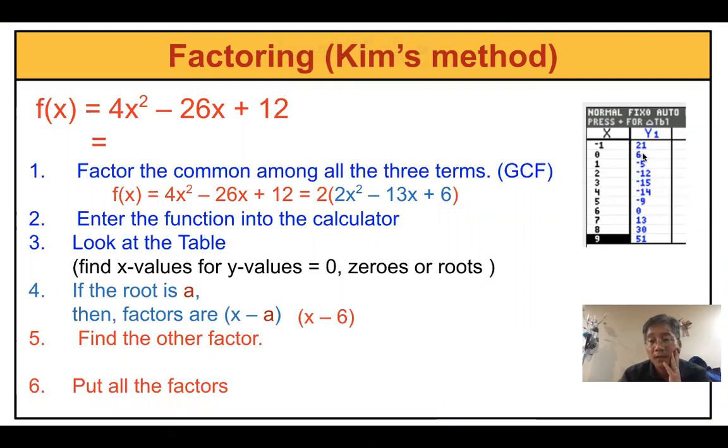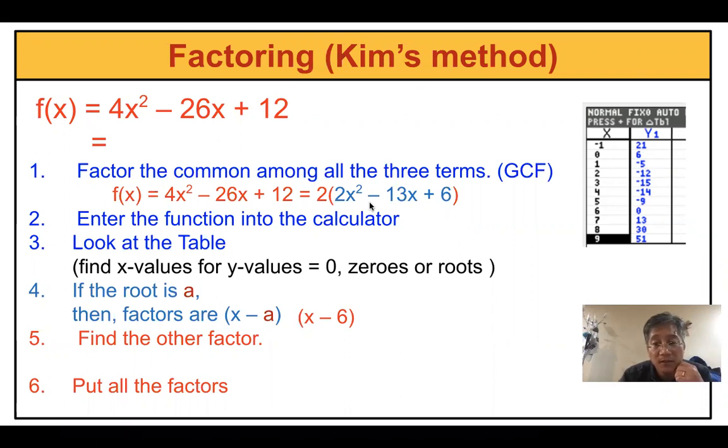here, right? From the table, you found that the y value is 0 when x is 6. This is what we're talking about. So x equal to 6 is the zero value, so you know the factor is x minus 6. Easy, right? Then we need to write down the 2 over here also. But how do you find the other factor?